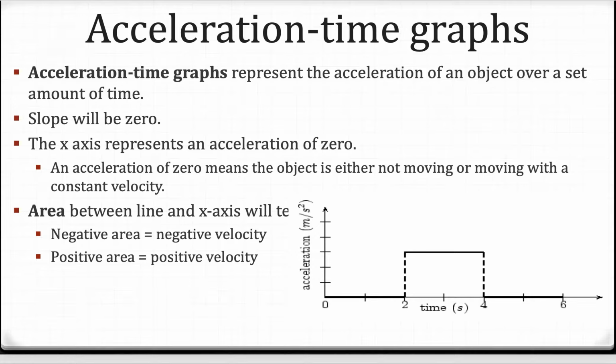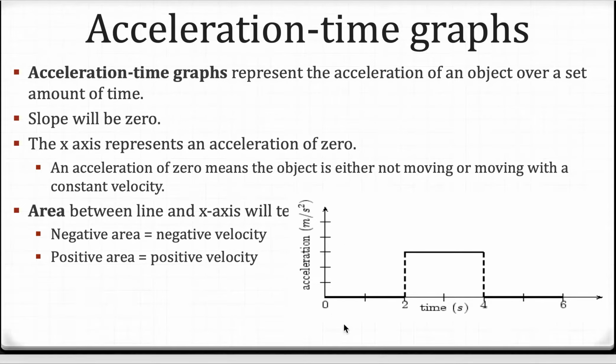The slope on these graphs is always going to be 0. So you will just see horizontal lines. It's just a matter of where along the y-axis those horizontal lines are placed. The x-axis is going to represent an acceleration of 0. So an acceleration of 0 means the object could either be not moving or moving with a constant velocity. It could be either of those things.